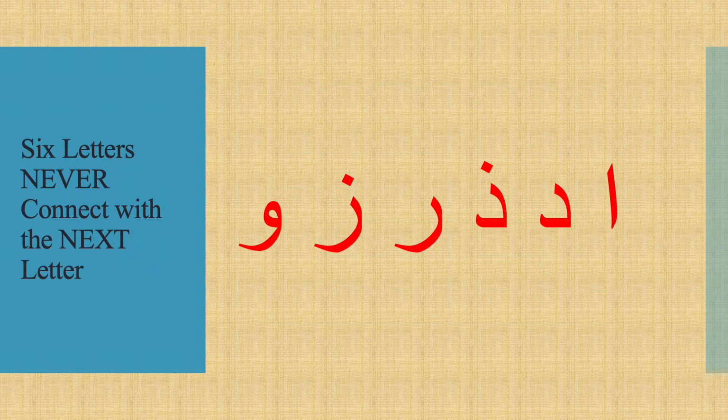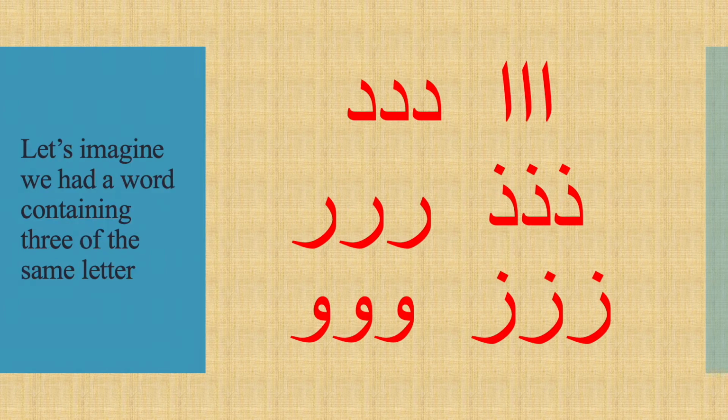So remember, 6 letters in the Arabic alphabet never shake hands with the next letter: alif, dal, zal, ra, zay, and wow. So let's imagine you have a word containing 3 of the same letter. If we had a word that had 3 alifs, this is how it would look.